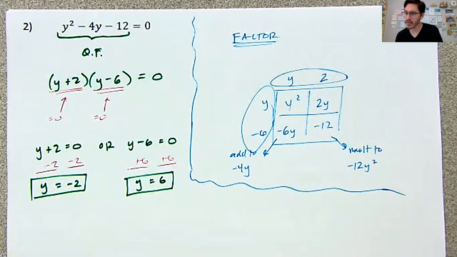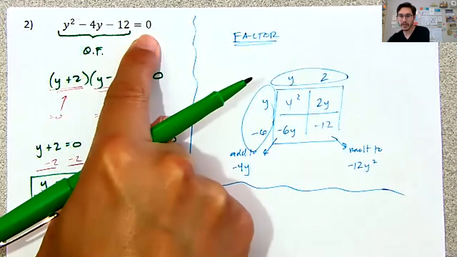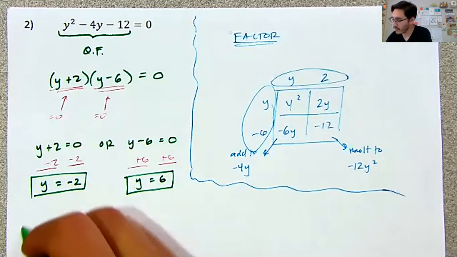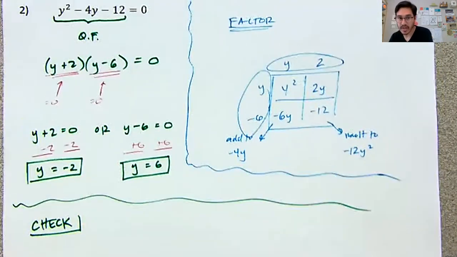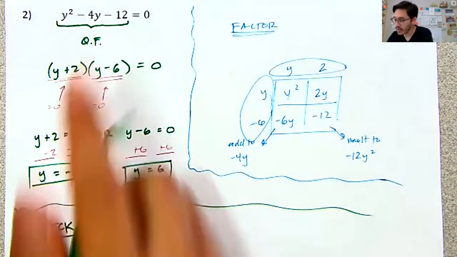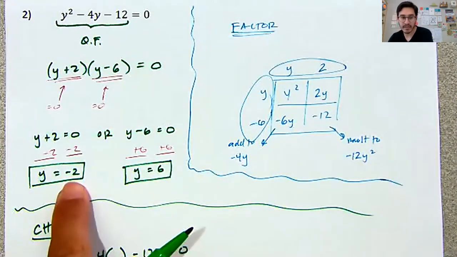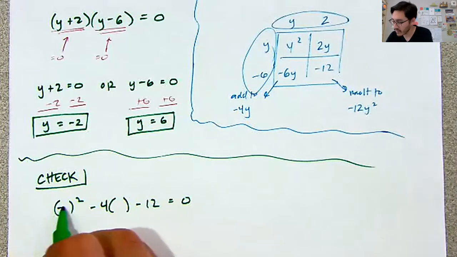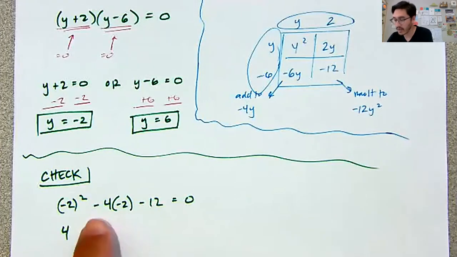All right, remember there's 2 ways we can check. We can check algebraically by substituting these values one at a time back into the original equation, and we can check graphically as well. So let me just check algebraically. The original equation was y squared minus 4y minus 12 equals 0. And let me test out the first solution we got, negative 2. When we square negative 2, we get positive 4. A negative times a negative is a positive, so that'll be positive 8.